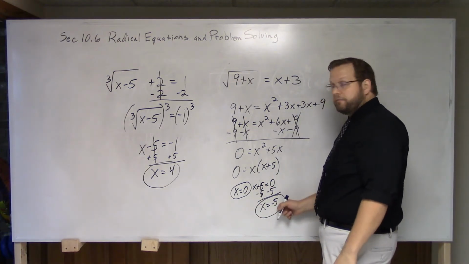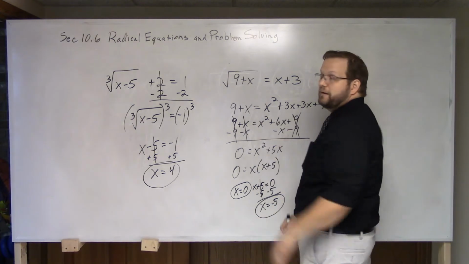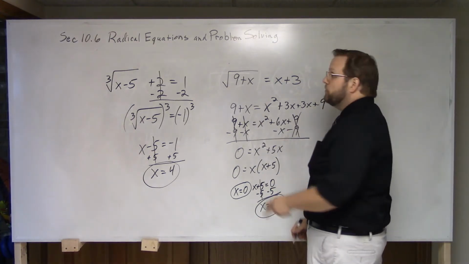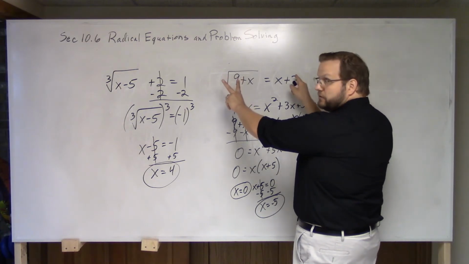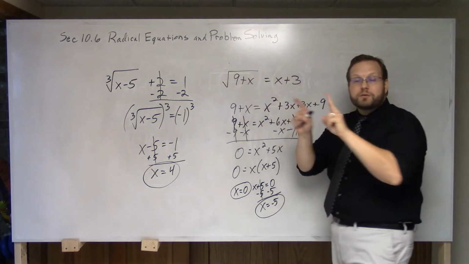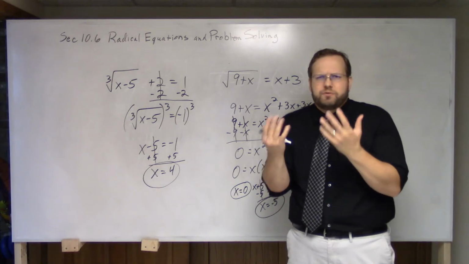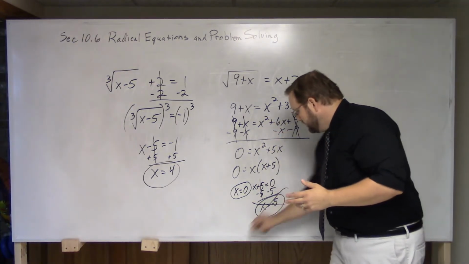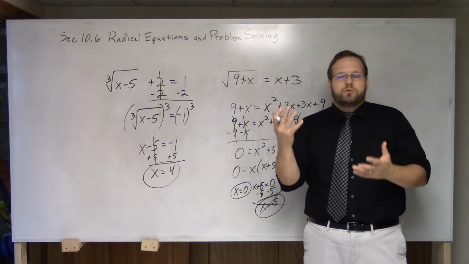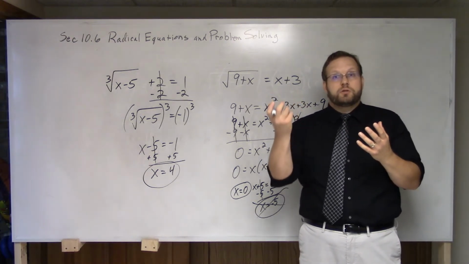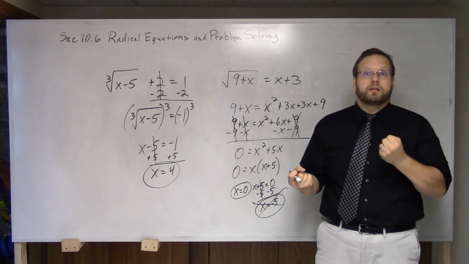How about -5? 9 plus -5 is a 4. Square root of 4 is 2. -5 plus 3 is -2. Now, that's what we're looking for. We have a 2 and we have a -2. That's not going to work. That's garbage. But why would we have gotten that? Because 2 equal -2 is false, but 2 squared is 4. -2 squared is also 4.